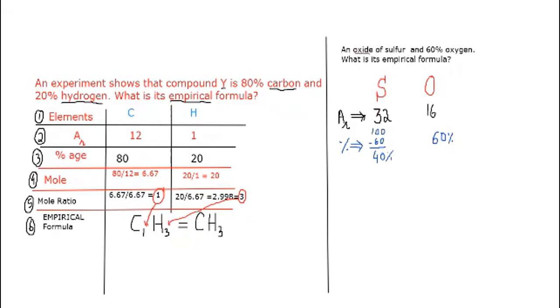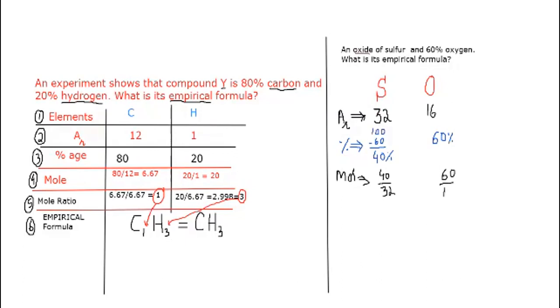Now the next thing is the mole. How can you find out the mole of sulfur and oxygen? Sir, for sulfur we will divide the percentage by the relative atomic mass. Yes, 40 divided by 32. Okay, now what is the answer? And what about oxygen? Oxygen will be 60 divided by 16. 1.25.